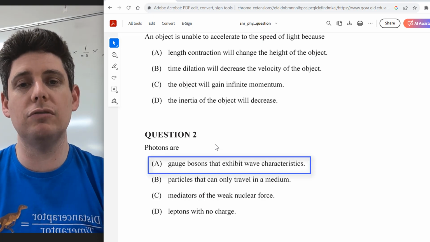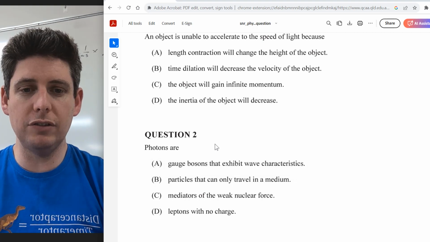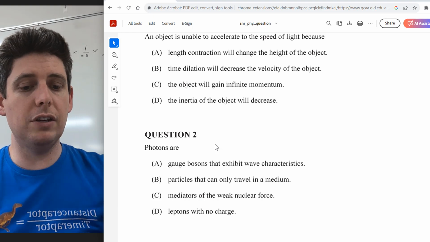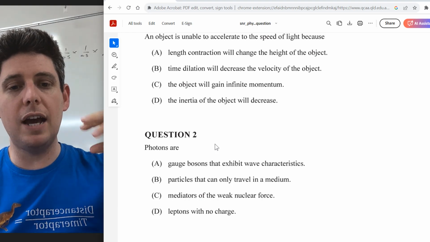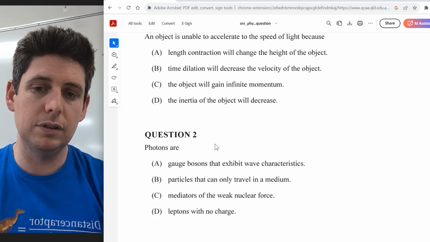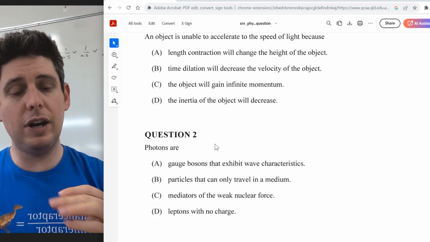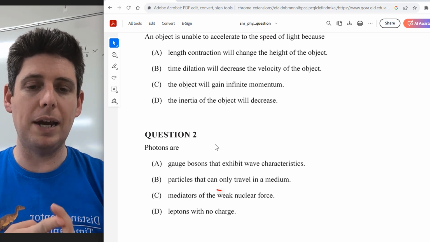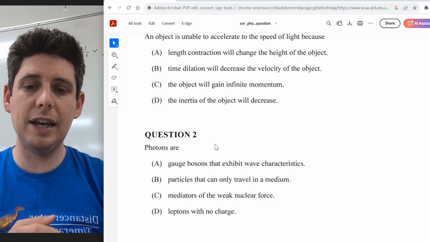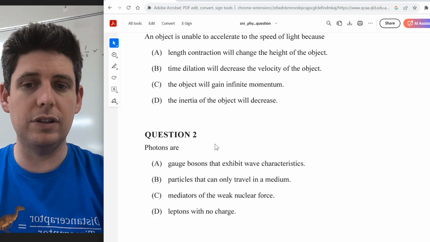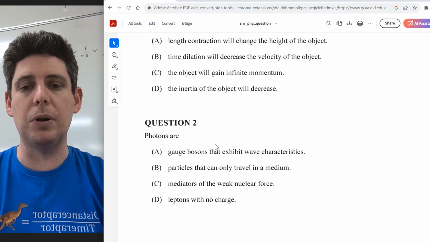So A is correct. B, particles that only travel in a medium. Photons don't need a medium. If you think of the electromagnetic radiation coming off the sun, it doesn't need a medium to travel. C, mediators of the weak nuclear force, is incorrect because they are the electromagnetic force. And D, photons are not a lepton. So that's incorrect. They are a gauge boson.